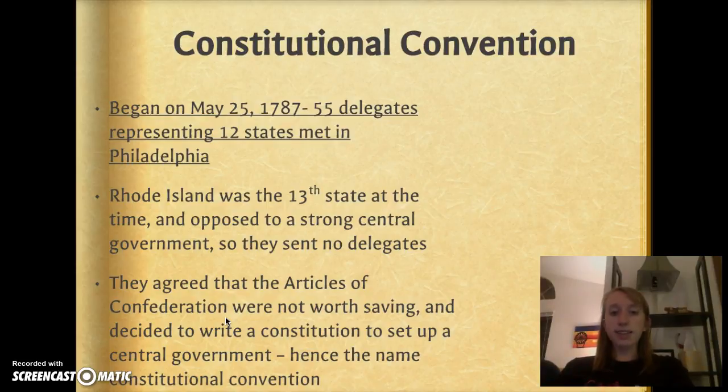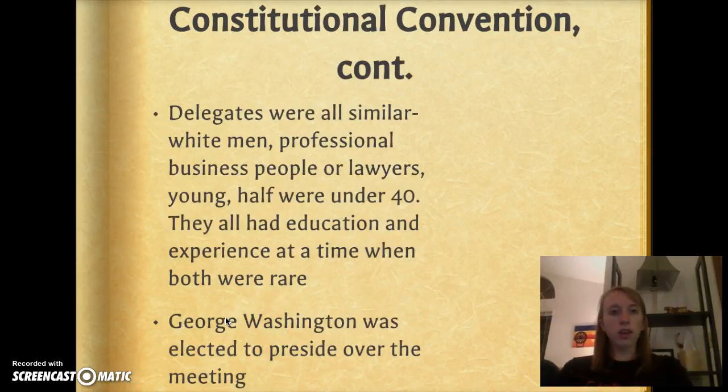Rhode Island does not send a delegate. They are very opposed to a strong central government, which they know is going to start to happen, and so they choose not to send a delegate. It becomes very clear very quickly to these delegates that it is very hard to change the Articles of Confederation. It's written in a very strict way. There's not a lot of wiggle room, and so they decide that they're going to write a new constitution and set up a central government, essentially naming it the Constitutional Convention.